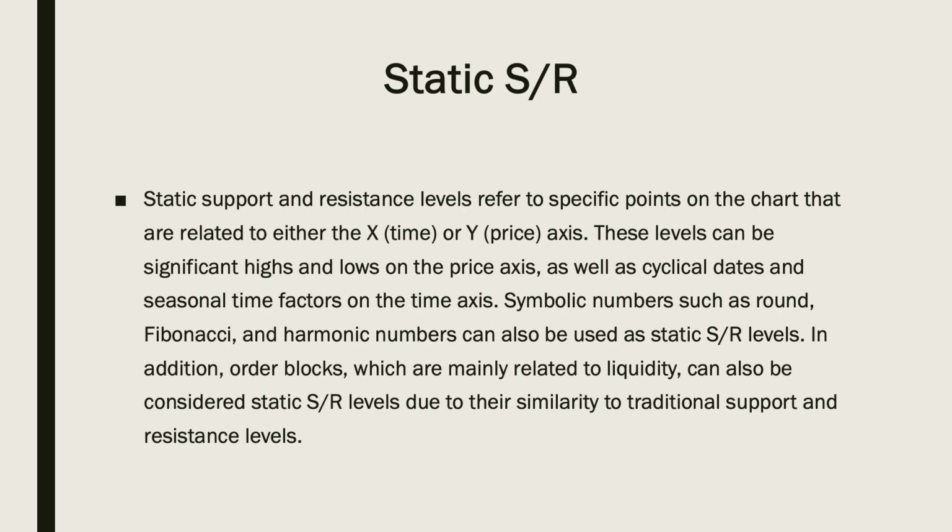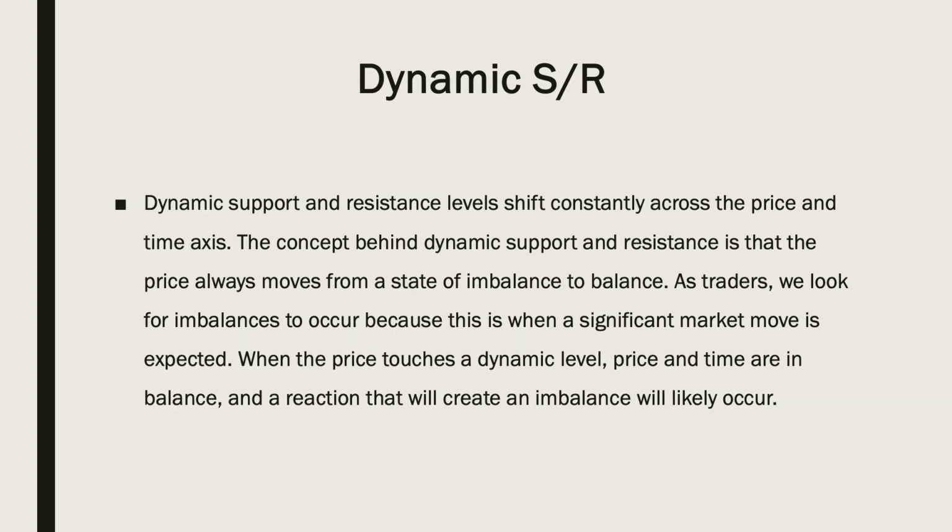Symbolic numbers such as round numbers, Fibonacci numbers, and harmonic numbers can also be used as static support and resistance levels. In addition, order blocks, which are mainly related to liquidity, can also be considered static support and resistance levels due to their similarity to traditional support and resistance levels.